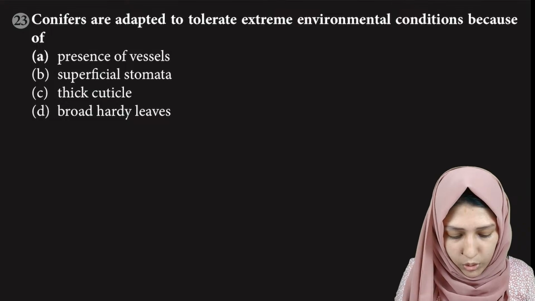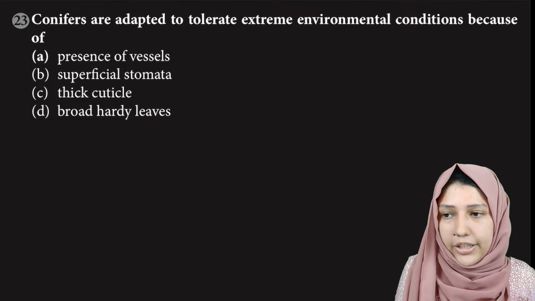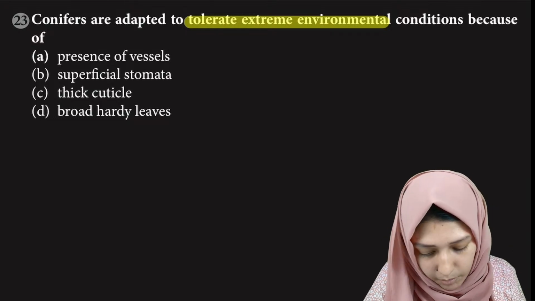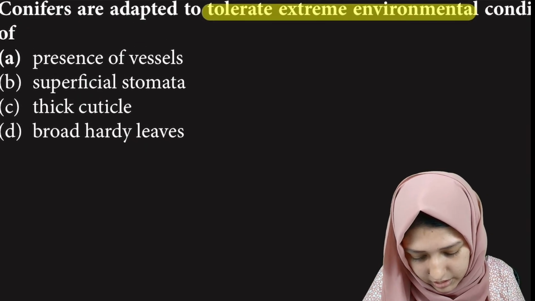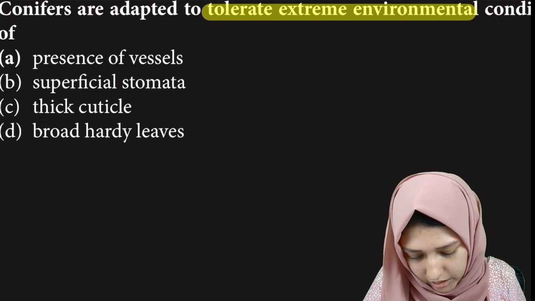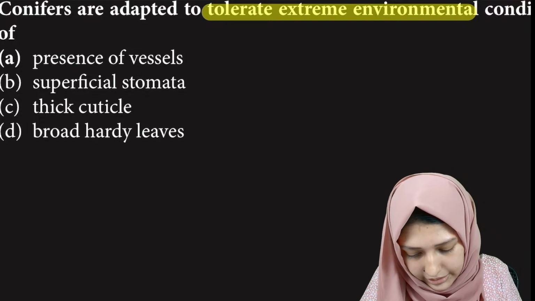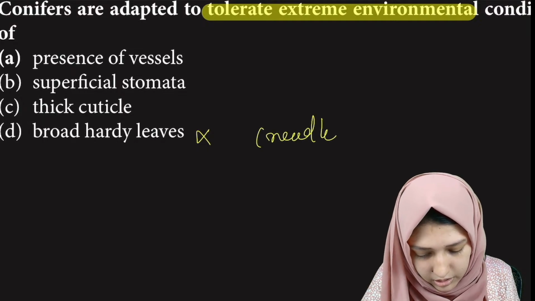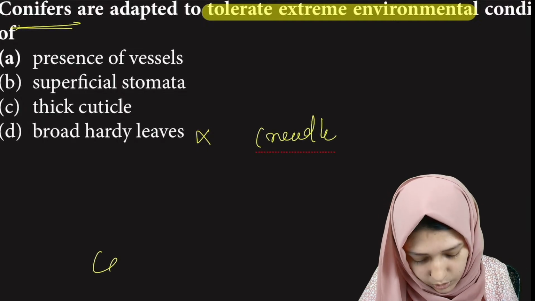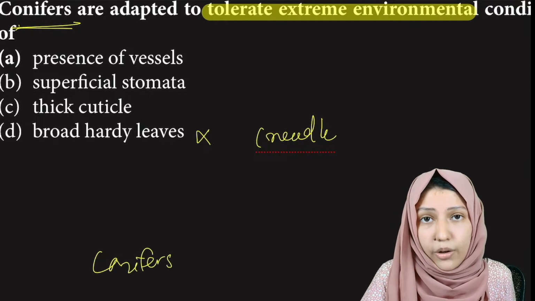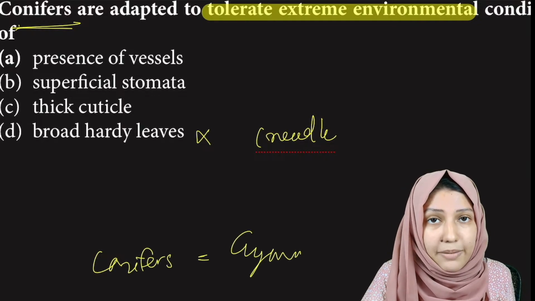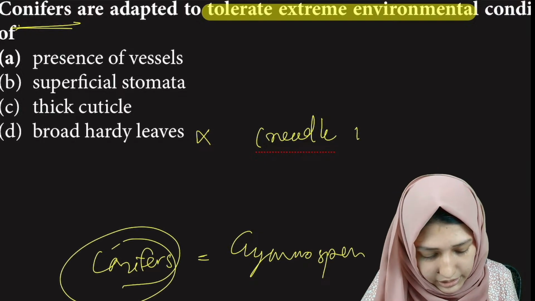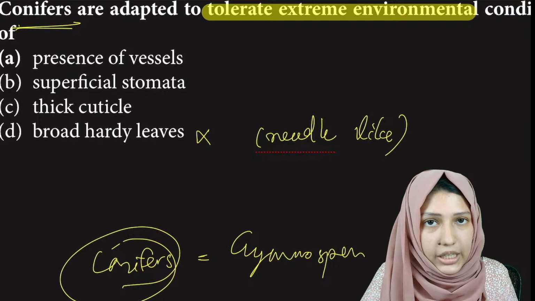Conifers are adapted to tolerate extreme environmental conditions because of the presence of vessels, sunken stomata, thick cuticle, broad hairy leaves. It doesn't have broad hairy leaves because it has needle-like leaves. Conifers, this you have to know. Conifers means gymnosperms. Gymnosperms are also known as conifers, and we have studied that they have needle-like leaves.